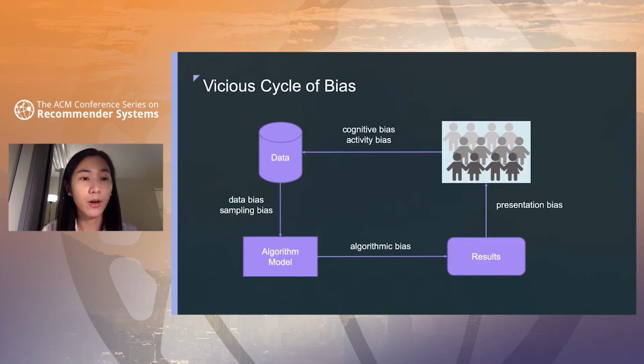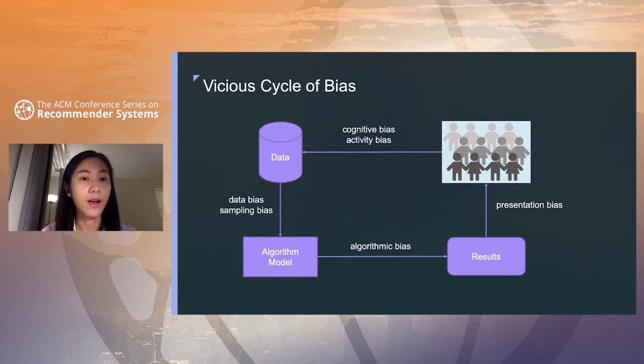Bias is everywhere. It's not just present in a single component of the search and recommender systems. There is data bias, there's algorithmic bias, and cognition bias or activity bias. All of those biases are closely connected to each other and reinforce each other, forming a vicious cycle.